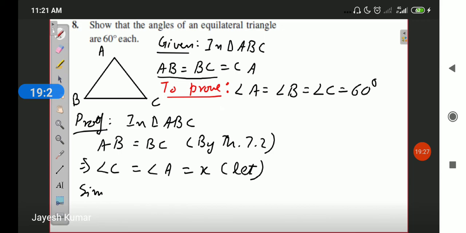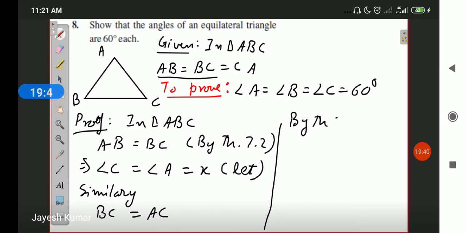Similarly, we know that BC and CA are equal. So once again, by theorem 7.2, the angle opposite to BC is angle A, and the angle opposite to AC is angle B. Now we already know that the value of angle A is x, so the value of angle B should also be equal to x. Now it is quite easy to do.